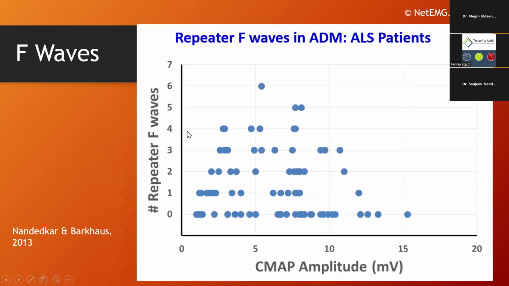Here is our analysis with Professor Barkhouse, number of repeater F waves with compound muscle action potential. In patients with ALS, it is not uncommon to see repeater F waves. I would like to emphasize they are not specific to any disease. This is just the data from our patients. Nevertheless, this gives us a clue when we are doing nerve conductions and we see repeater F waves that maybe this patient has reduced number of motor units and reinnervated motor units.